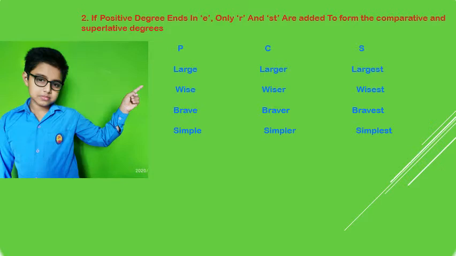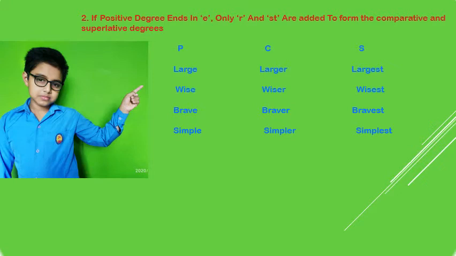You can observe here according to the rule that in the positive degree large, the last letter is E. The comparative degree of large is larger. In the comparative degree, R is there. So we should add only R according to the rule to form the comparative degree. Then comes the superlative degree. The superlative degree of large is largest. Here you can observe that ST is added. So according to the rule, we should add ST to a word which ends in E to form the superlative degree.